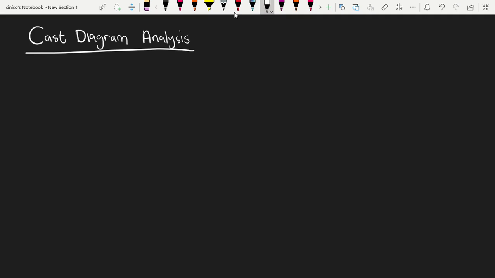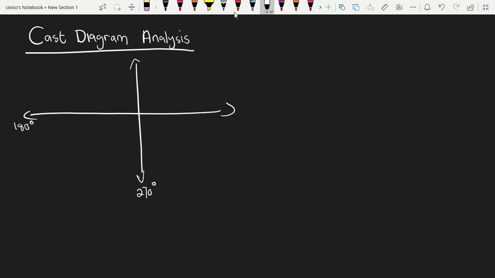Hi guys, continuation of cast diagram analysis. So let's draw our cast diagram. So now we're going to focus on 180 degrees and 270 degrees. But we must first remember our theta, which lies here. And we know that this is y and this is x.